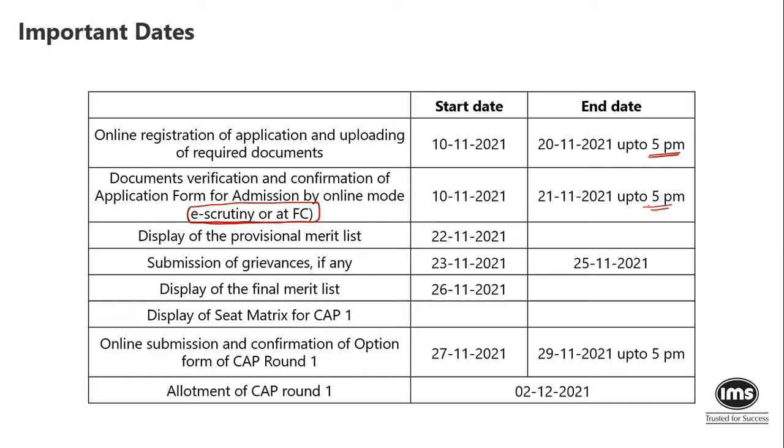Now, you also have the display of the provisional merit list, which is again one of the most important steps in this entire process. Once you're done with the registration and once your form gets verified, your candidature will be considered for the subsequent process. First, they will provide a provisional merit list, and that is going to happen on the 22nd. This provisional merit list will contain the names of all the people who are participating in this process.